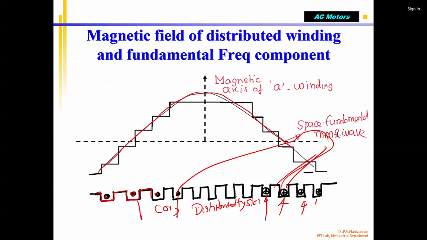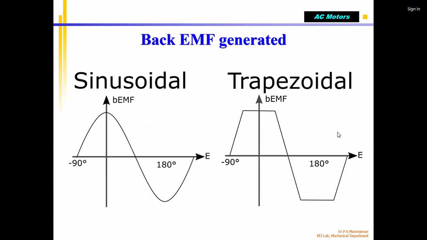Correct? This is called a distributed type winding. How it looks, that's what we said, the coil winding in the stator. Okay. As I told you, sinusoidal means the back EMF created by the distributed winding will be sinusoidal in nature. This is in trapezoidal nature, this is for concentrated winding. This is for distributed winding.